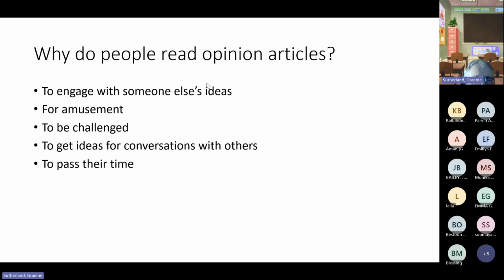So if it's an opinion piece of writing, whether it's a speech, an article, or anything else, why do people read them? They read them to engage with somebody's ideas. They read them to be amused. They read them to be challenged. They might read them to get ideas for conversations that they're going to have with other people. Oh, I read this thing in the paper the other day, and you never know what they said. They read them as a pastime, just to pass their time.